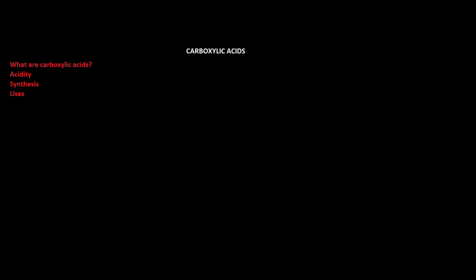Today's video, we are going to be studying carboxylic acids, and here we have the outline of what we'll be discussing. What are carboxylic acids, acidity, synthesis, and uses of carboxylic acids. Now, carboxylic acids are a group of organic compounds that contain the carbonyl group, just like aldehydes and ketones.